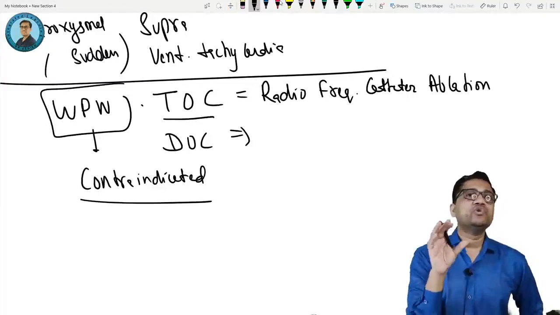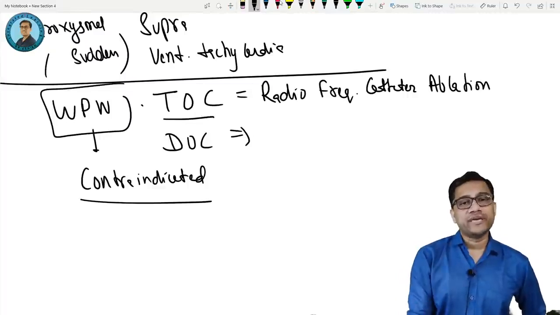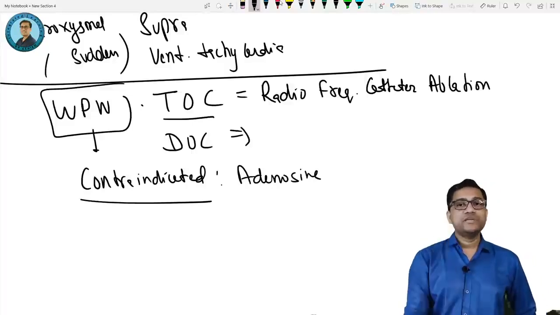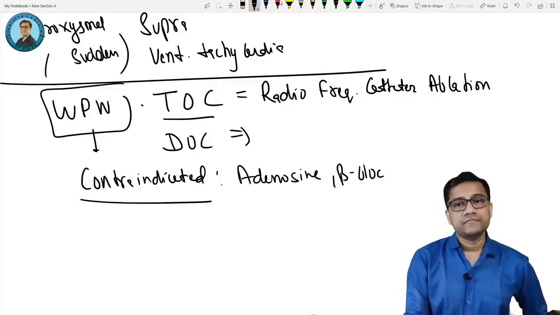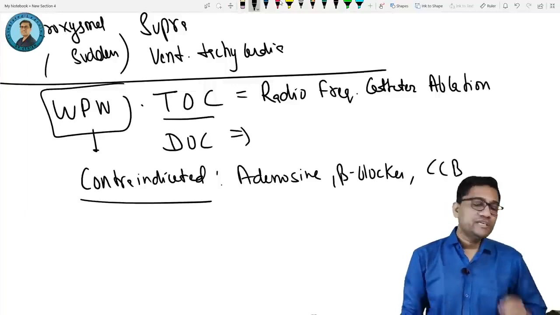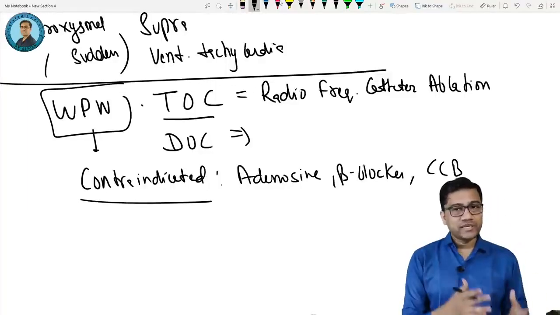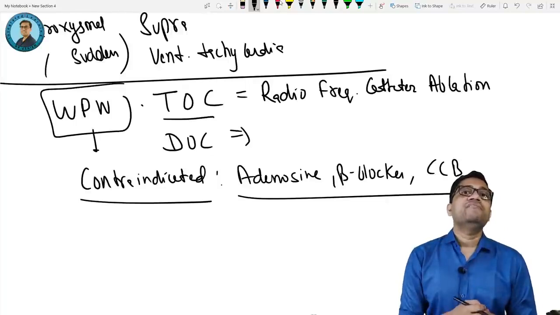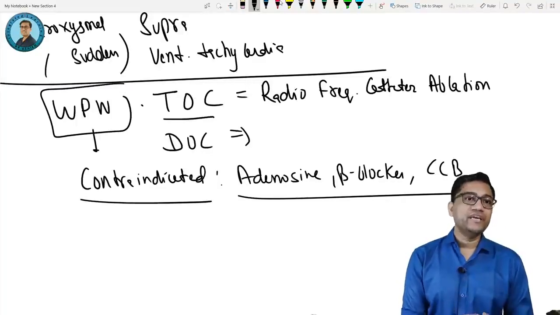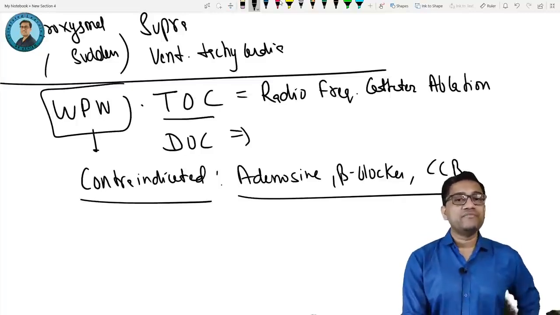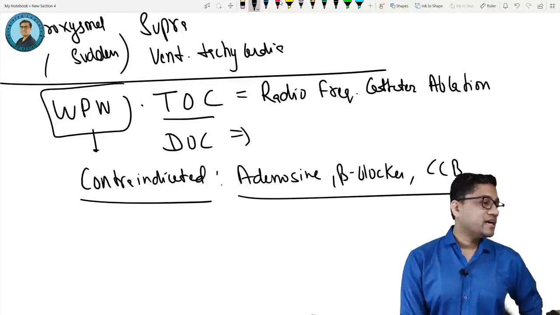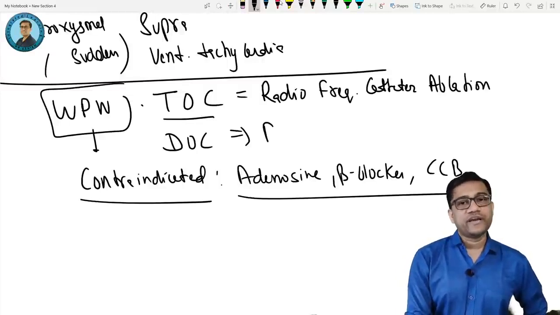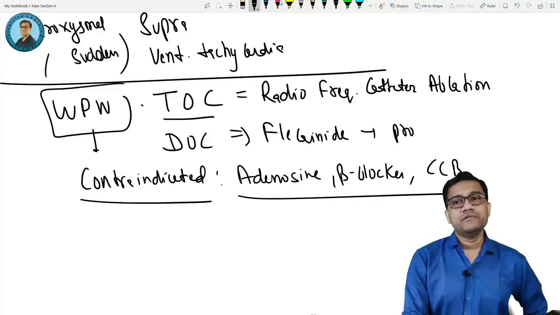We don't want the AV node to be blocked. So we don't give any drugs which are nodal blocking agents. So that's why we don't give adenosine. There's a question asked. Clear? So adenosine, beta blockers, and CCB. So these three are not used. Which ones? Adenosine, CCB, beta blocker. Why? Because if they block the AV node, it can create a very high rate of ventricular activity. So in Wolf Parkinson White, to prevent this, we don't give these. Otherwise, it can cause what? Ventricular tachycardia. Okay, clear? So what is the drug of choice? Yes, flecainide. Okay, if not available, we can use procainamide.